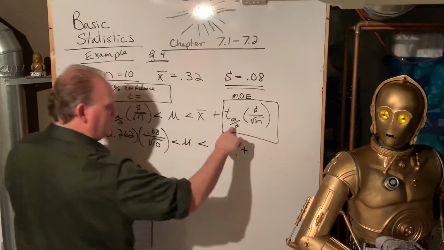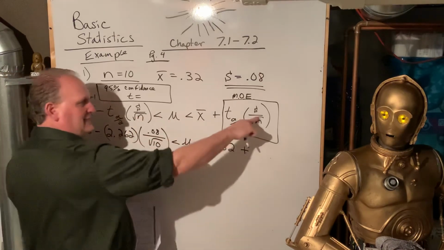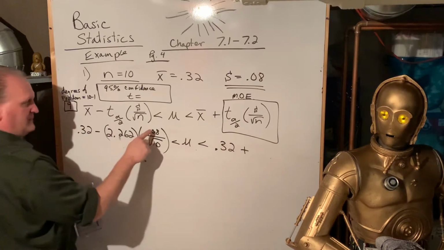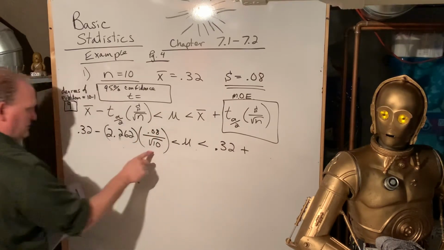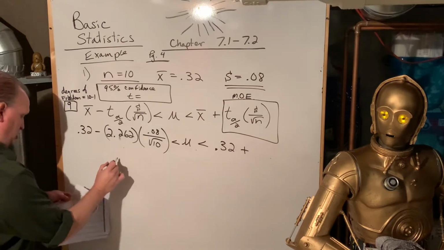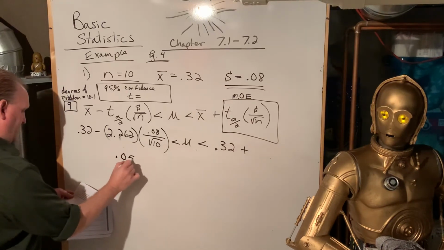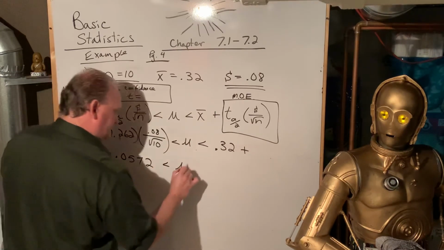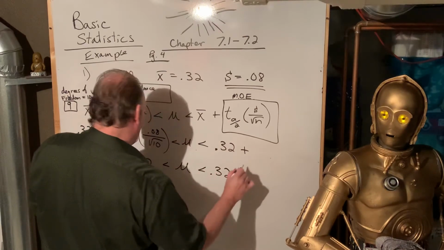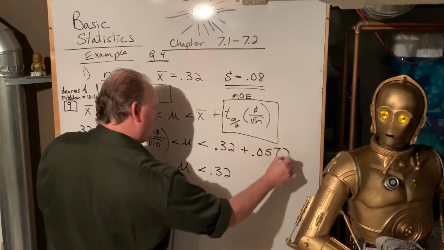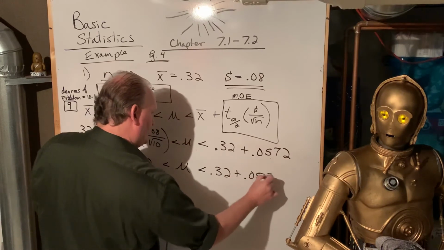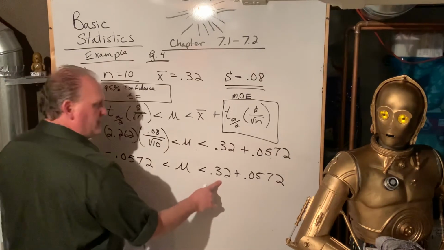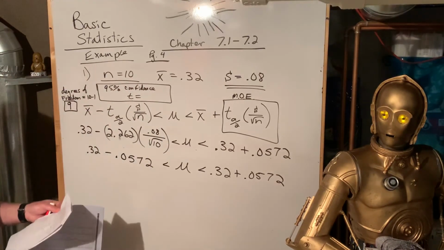And now this is exactly the same as this. This is the exact same calculation. So let's just calculate it once. Let's put this in our calculator, 2.262 times 0.08 divided by the square root of 10, and then hit enter, and that should kick out 0.0572. So that's our margin of error, 0.0572. And so we take 0.32 minus that, and we take 0.32 plus that, and that gives us our confidence interval.